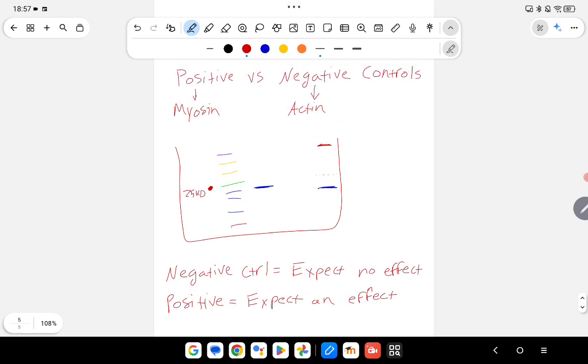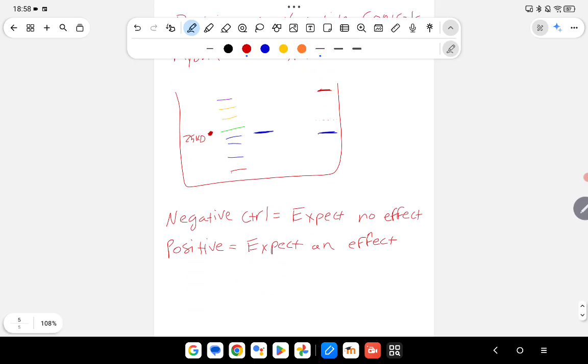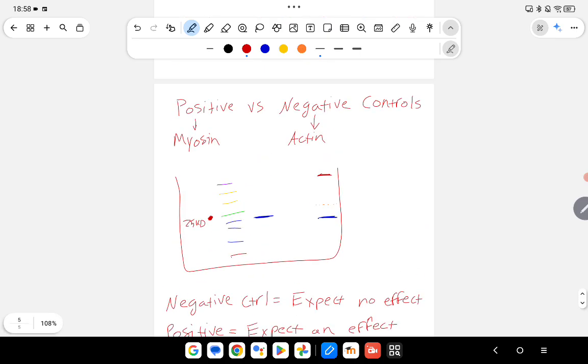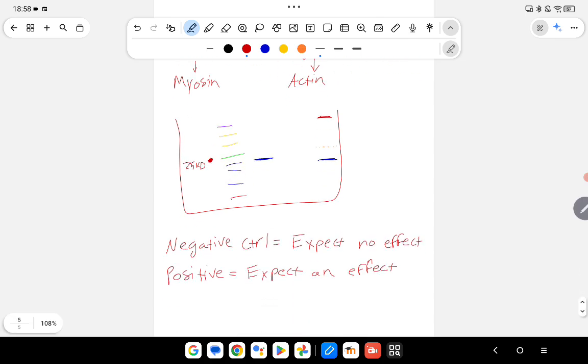We do expect to see a band show up because we expose this membrane, the nitrocellulose membrane, to antibody specific to myosin. There was some confusion on that on the quiz where people thought this was referring to charge, that actin was negatively charged and myosin was positively charged. No, that has nothing to do with it here. I hope y'all are still paying attention by now, because all these concepts will be on the exam. I can promise you that.